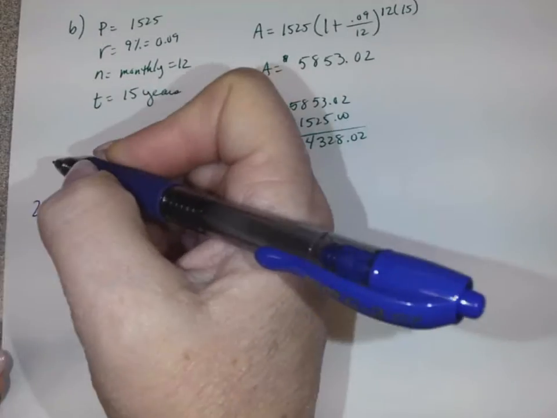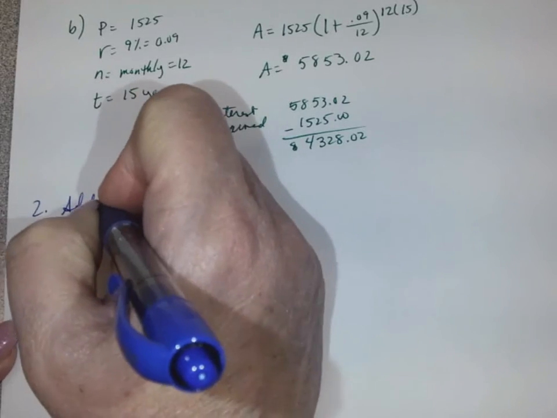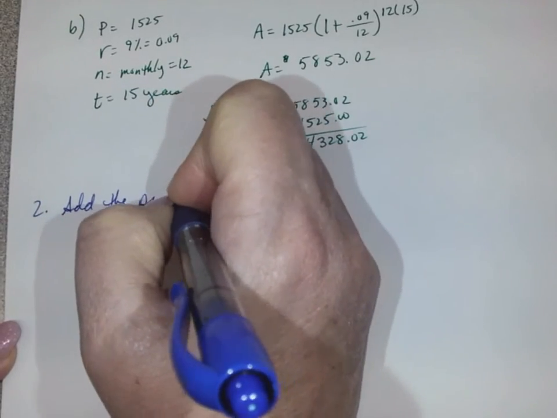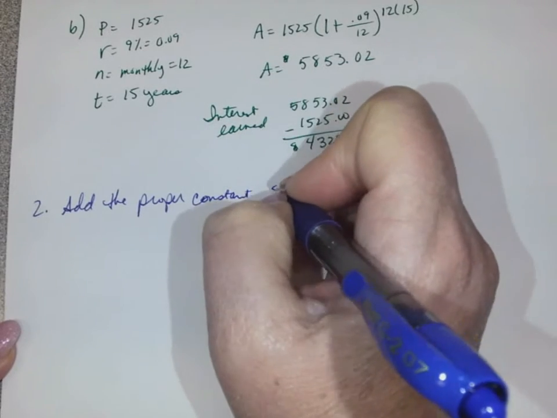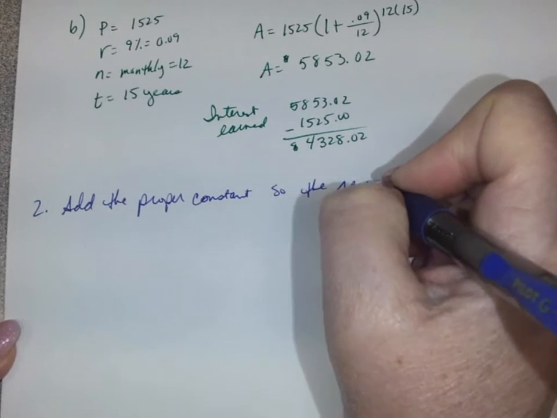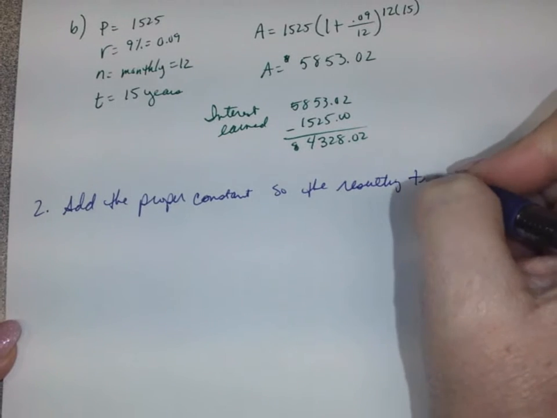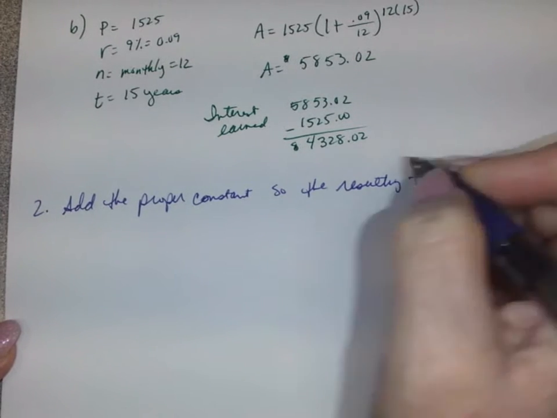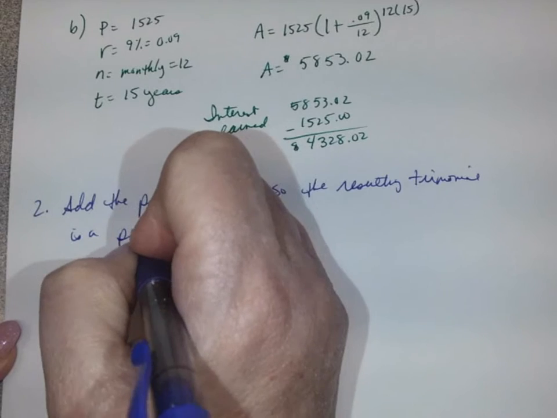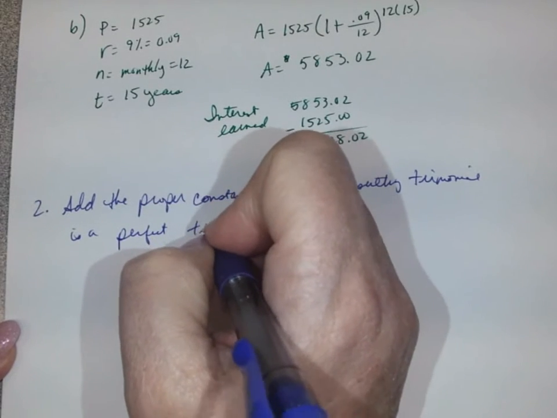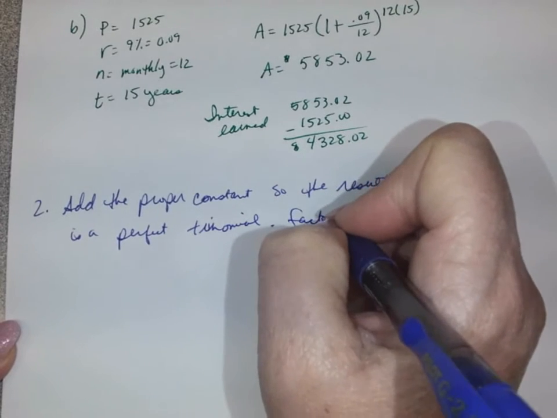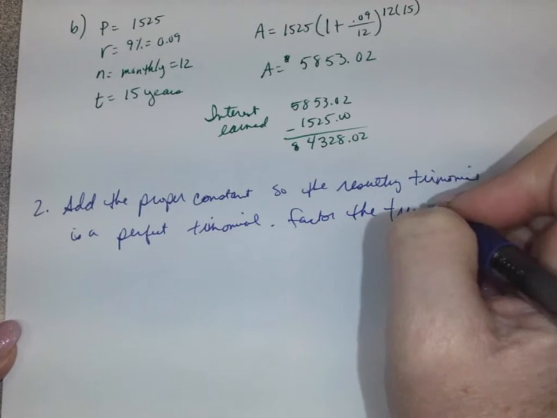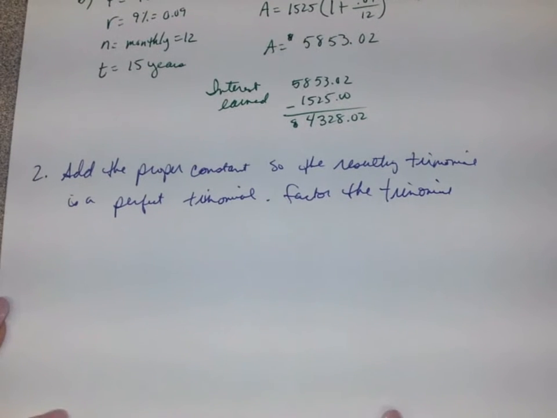The second type of problem, we're going to add the proper constant so the resulting trinomial is a perfect trinomial. And then we're going to factor the trinomial. So we're using the completing the square technique on this.